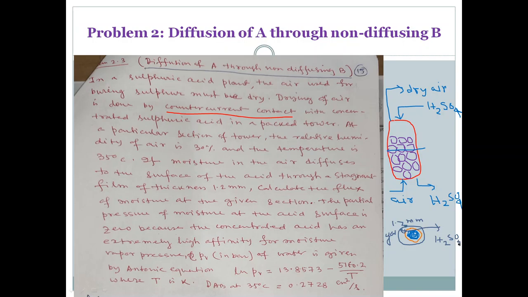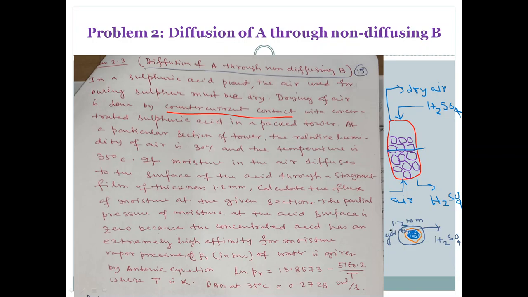Okay, if the moisture in air diffuses to the surface of the acid through a stagnant film of 1.3. So this is the stagnant film, 1.3. Calculate the flux of the moisture at the given section, meaning in this section the partial pressure of the moisture at the acid surface is 0.